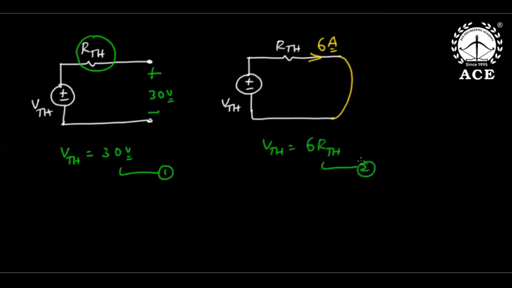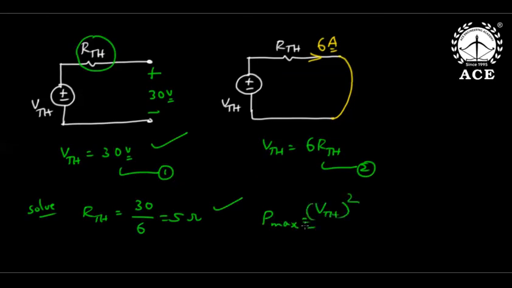Now if you solve both, automatically RTH is going to be VTH by 6, that is 30 by 6, that is 5 ohms. So now we got Thevenin's voltage and also Thevenin's resistance. Then Pmax is VTH square by 4 RTH.